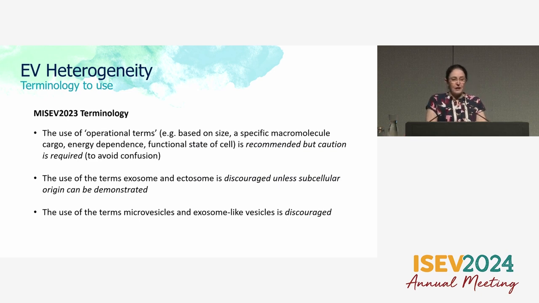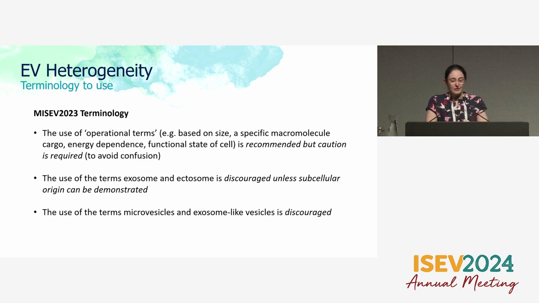Because of this heterogeneity, MISEV recommends the use of operational terms, for example based on size. In 2018, MISEV recommended the use of small and large EVs, and that has led to a little bit of confusion in the literature, because one person's large EV is not another person's large EV, and it's very dependent on the isolation method. So the use can be recommended, but caution is required, and accurate reporting of methodology is needed to ensure that people actually understand what is in that EV prep.